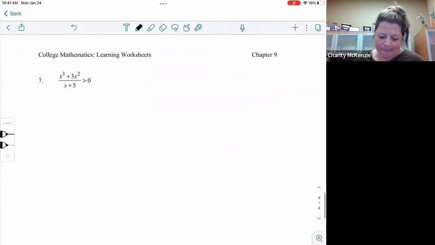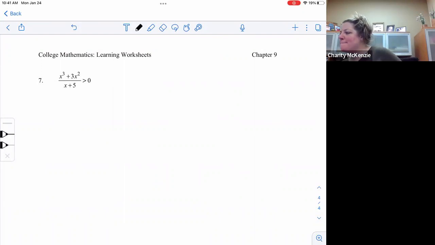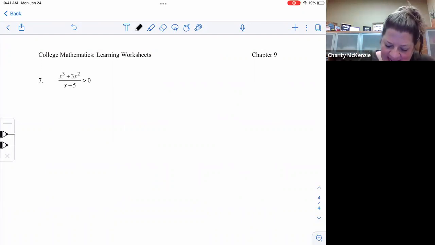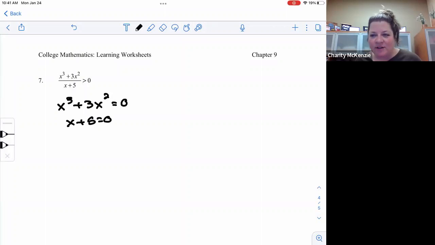Okay, last one here. You would have to include where it makes the denominator 0. So for our sign chart, and where the top is 0. So we have to look at x to the third plus 3x squared. Where does that equal 0? And x plus 5. Where does that equal 0 to get my critical values to put on my sign chart?